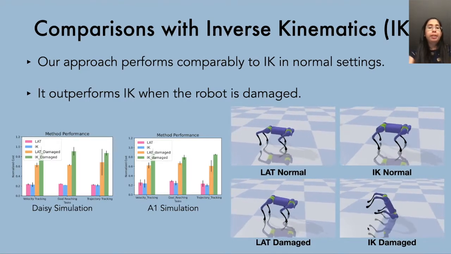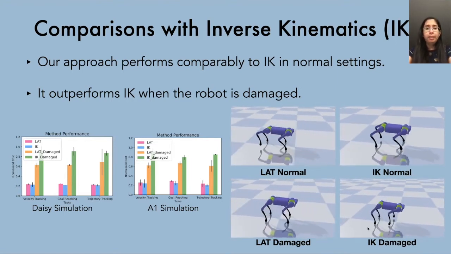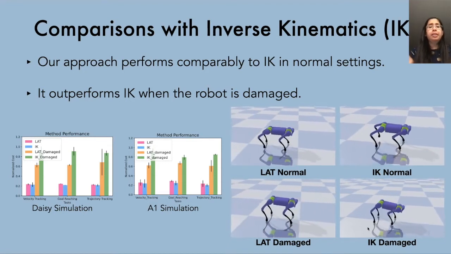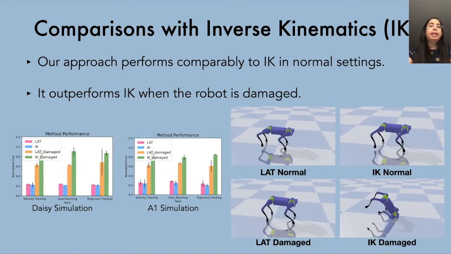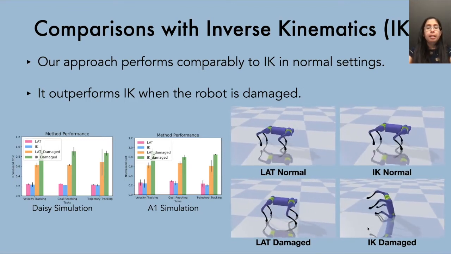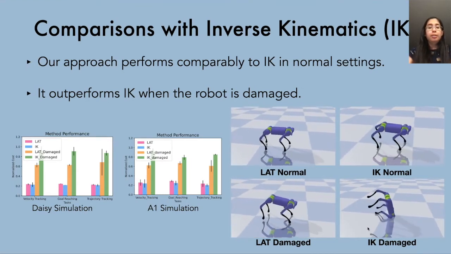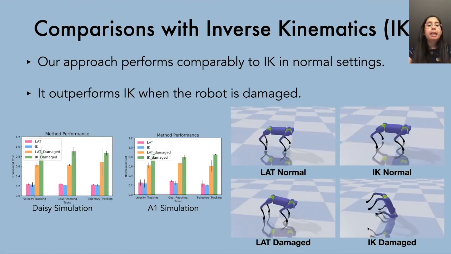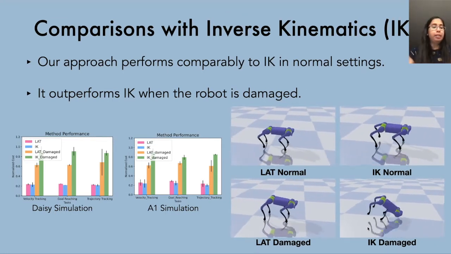Next, we also compare our approach against inverse kinematics in simulation. Inverse kinematics is a really challenging setting for our approach because inverse kinematics assumes that it has a kinematic model of the robot. On the other hand, our approach does not make any such assumptions about the kinematic knowledge of the system. What we observe surprisingly is that in normal settings, our approach is able to perform comparably to inverse kinematics on both Daisy and A1 simulations, again on velocity tracking, goal reaching, and trajectory tracking.